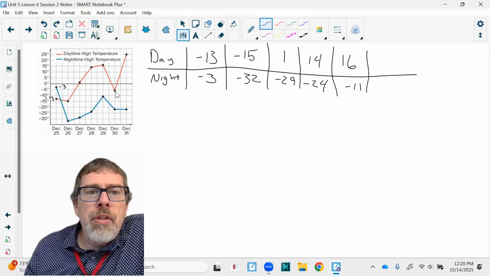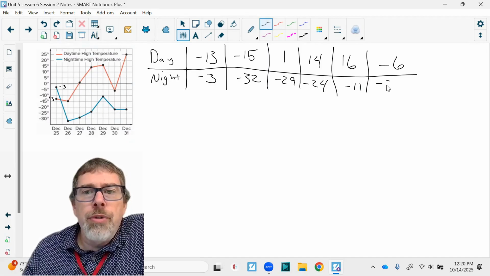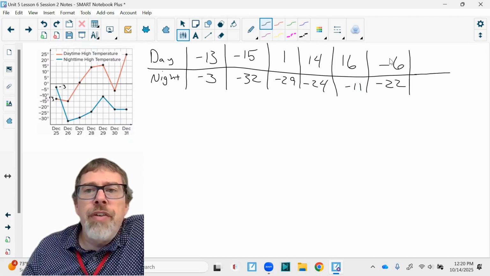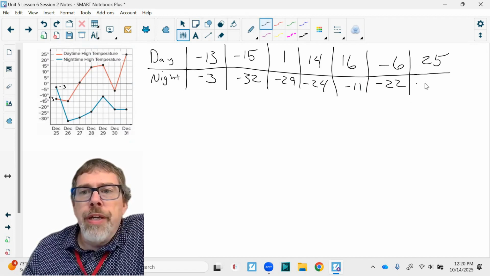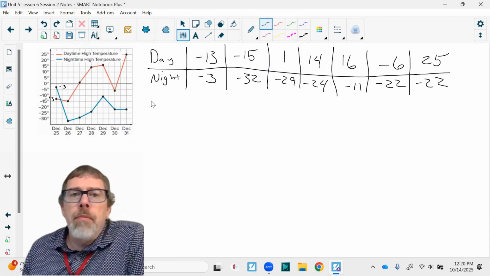Then it dropped to -6 for a high during the day. And it looks like -22. And finally, 25 and -22 again. Okay.